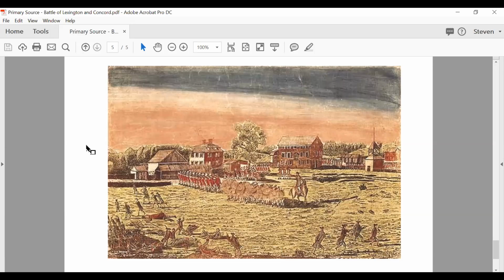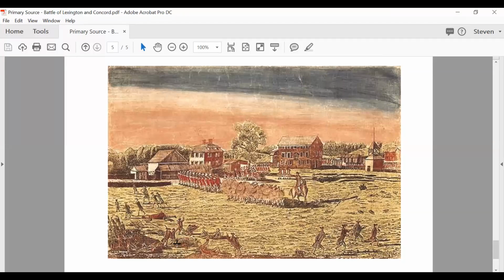So start with this. Ask students, what do you notice? What do you see? You might define things, because you see this brown cloud here in the middle, and what the heck is that? But that's the smoke from the weapons of the British as they're firing there. And so we can see the story has changed a lot over the years.